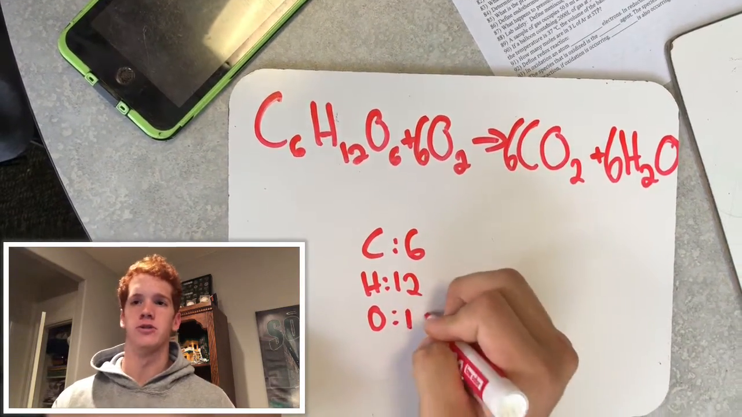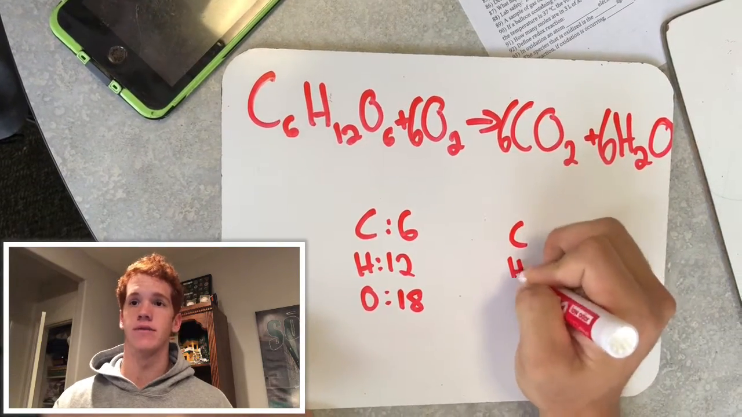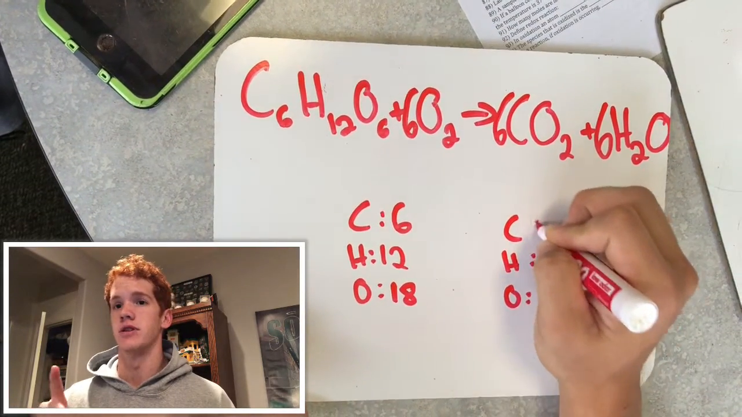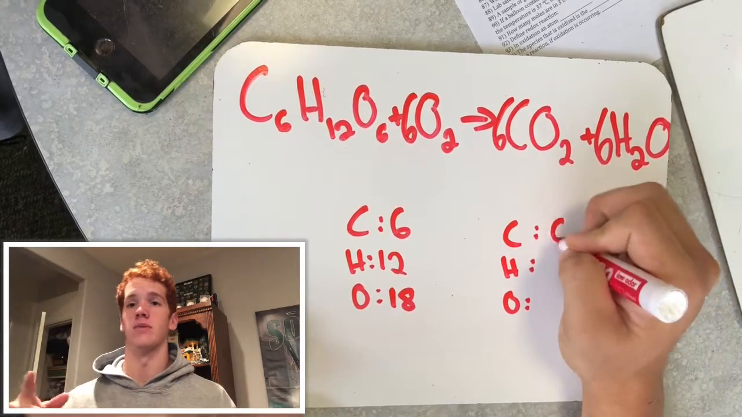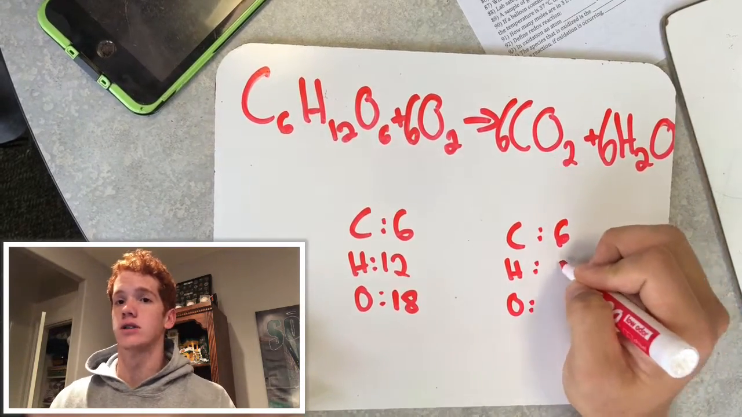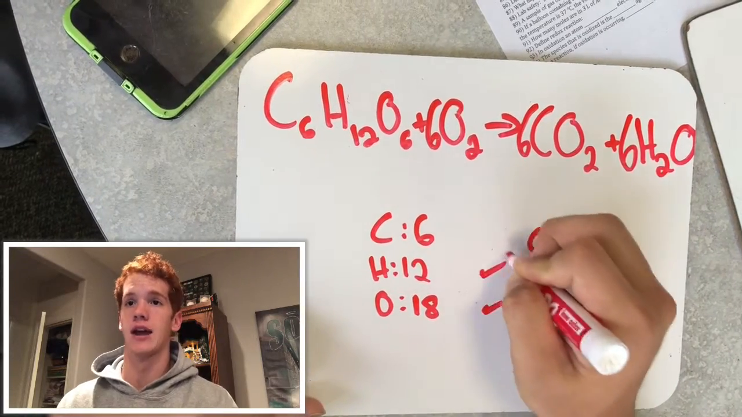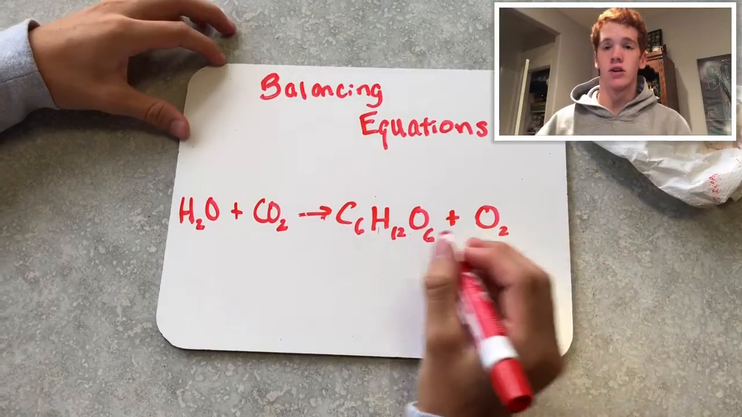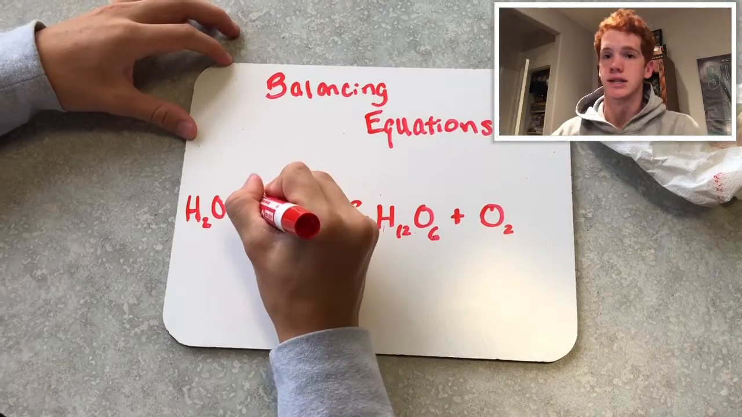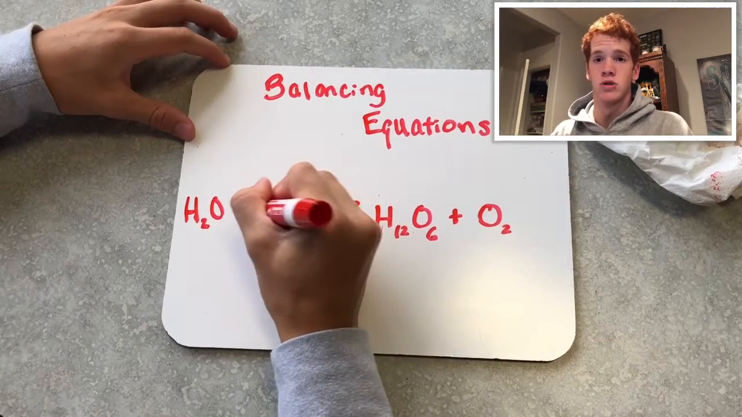So by doing this, you'll see that you need to put a 6 coefficient in front of both the water and the carbon dioxide. And always coefficients, no subscripts can be added while balancing equations. You only add coefficients. Our last reaction is simply photosynthesis. And you can try this one on your own.